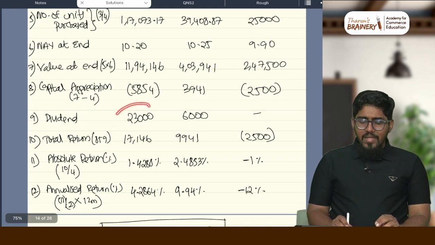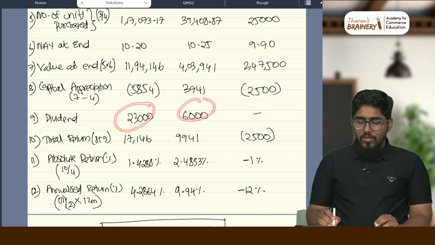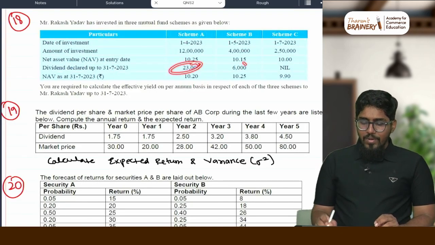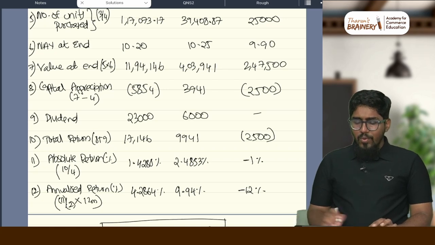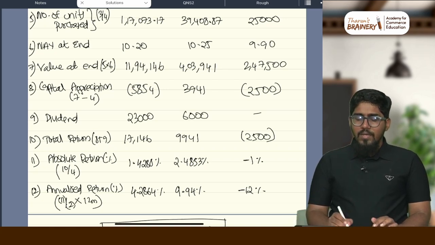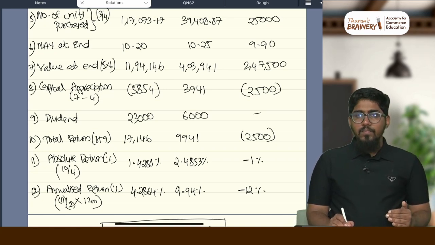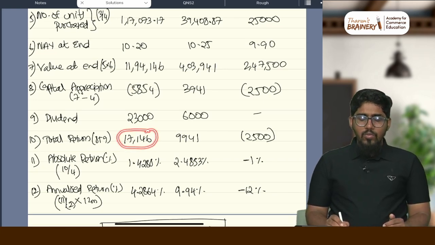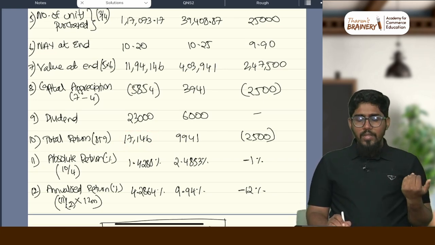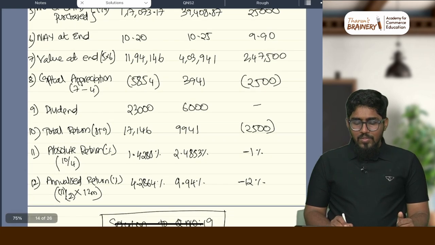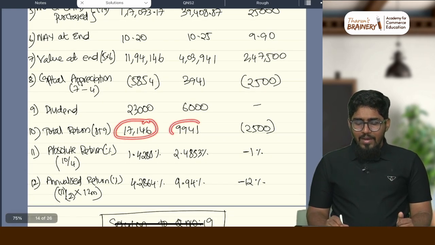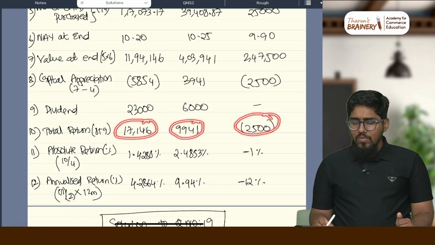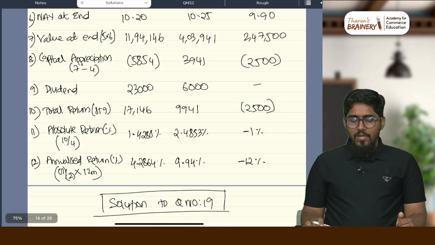What is the dividend I received? 23,000, given in the question. What is my total return? The capital appreciation plus the dividend. So though my capital depreciated, I received 23,000. So 17,146, 9,941, and for fund C no dividend, so negative 2,500.